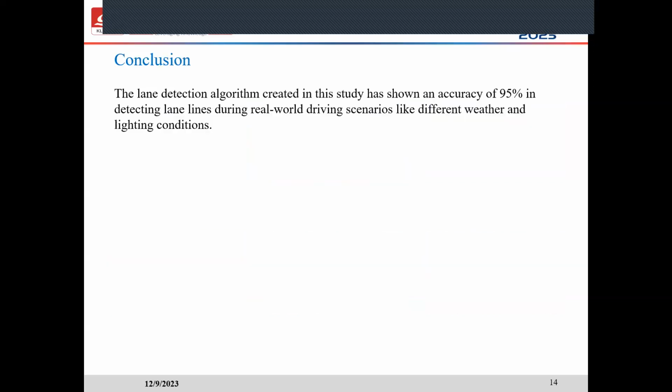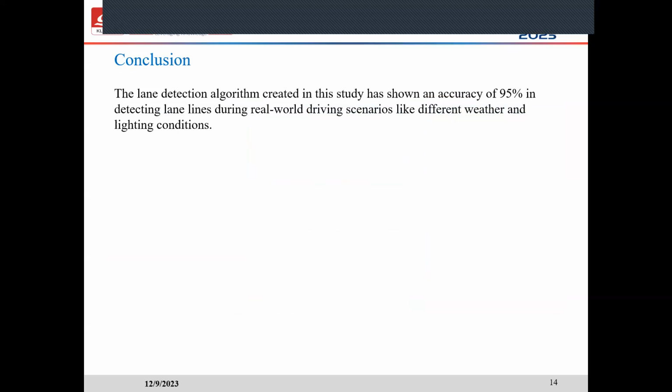And conclusion. The lane detection algorithm which we created used many image processing techniques, and it showed an accuracy of 95% when tested against other algorithms. But there are some inconsistencies because we have not used deep learning or neural networks, which would be even more efficient and accurate in detecting lanes in real world scenarios.